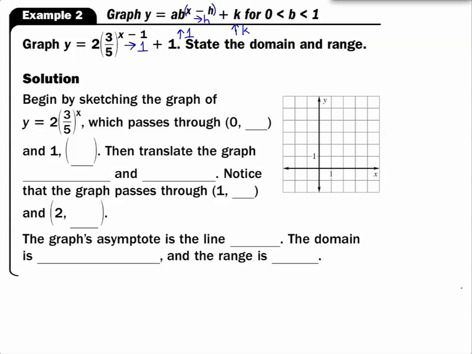The book makes it a little bit slower first. So first, the book suggests you do it without those translations, without the minus 1 and the plus 1 business. You can just figure out what's going on here for this simpler equation. So that one goes through 0, 2, because if you plug in 0 into that simpler one, you'll get 0, 2. And so, there you go.